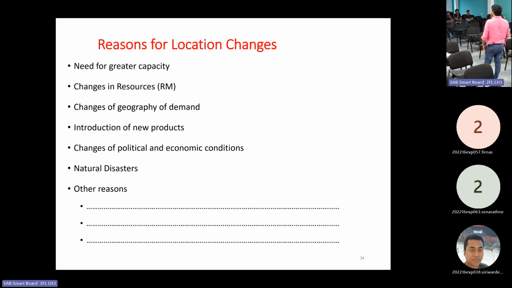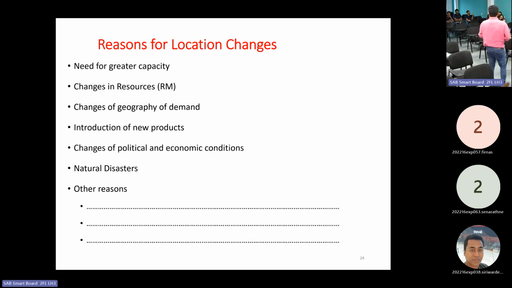Sometimes this is very critical. At the earlier place, although the space was very limited, they were operating really well. At the new place, space is there, but the business may not be successful, as locations are critical. Changes in resources may also contribute to location changes: what materials they use and from where they buy them. Depending on that, locations must be changed.